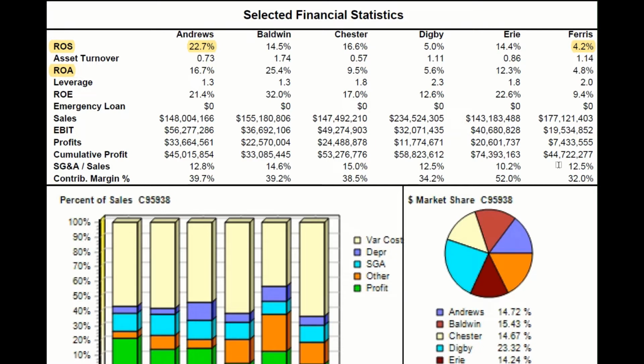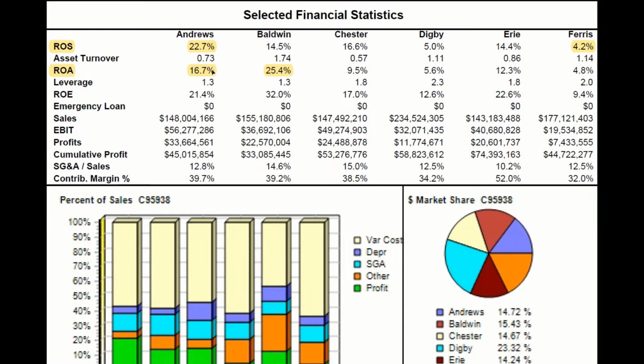We also have the same thing for ROA, return on assets. Again, this effectively is showing us how effective we are in utilizing the assets of the corporation. In this case, if we take a look, we can see Baldwin's at 25.4%. So they effectively are earning 25 cents for every dollar in assets that they have. Again, one of the things we need to be careful about, unlike ROS, is that ROA may imply that we're working our assets too hard. But still, the goal is to have a positive ROA.